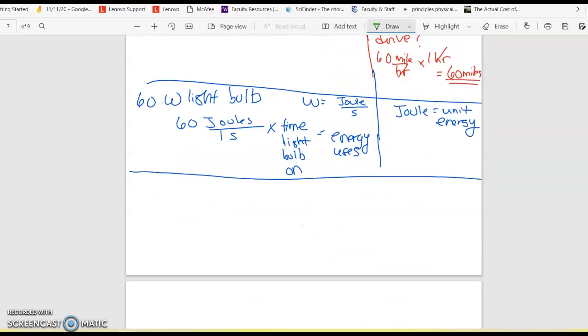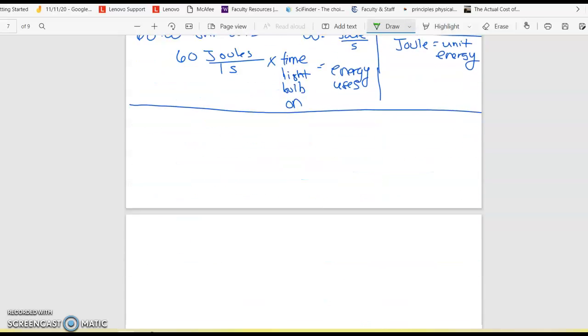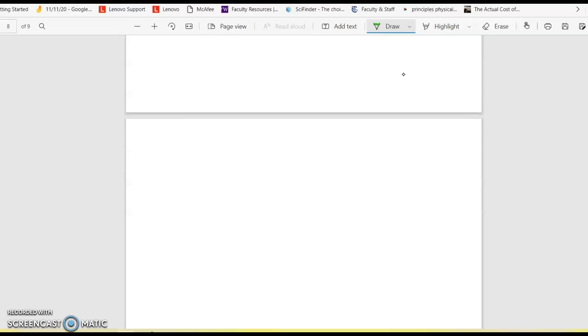So let's think about, I'm going to go down here, get some more space. Let's think about a kilowatt hour. That is what you would see on your electrical bill. And let's break it down. What does this actually mean? Kilo actually means 1,000. Watt, well, we know what a watt is. That's a joule per second. And you take this and you multiply it by an hour.